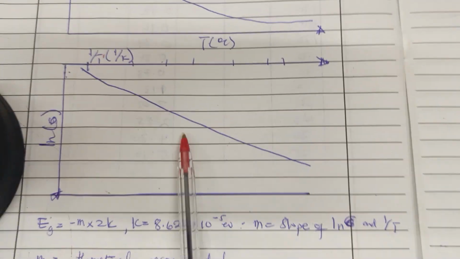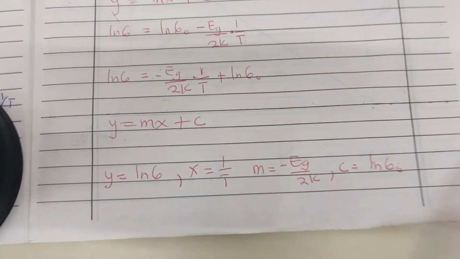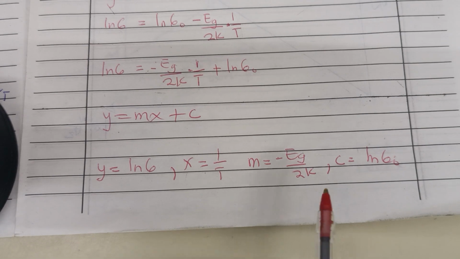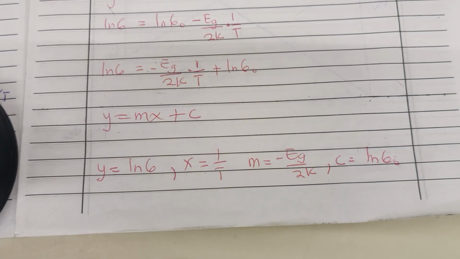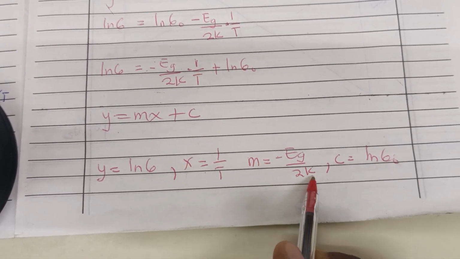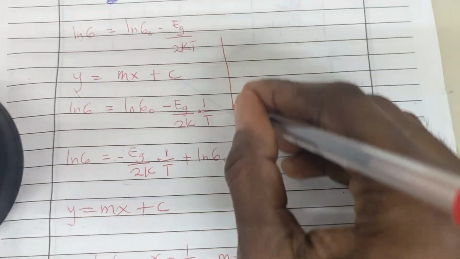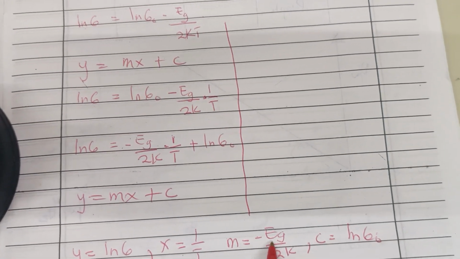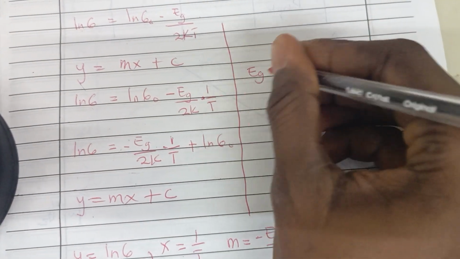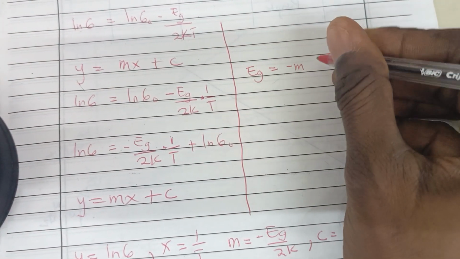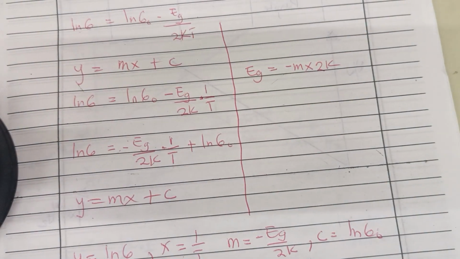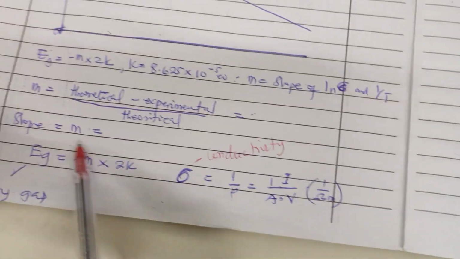Now, after finding your slope here, I have to come and equate the slope to negative Eg over 2k. We are interested in finding the band gap, and I said earlier on that the band gap is the same as the energy gap. Now to find the energy gap, we have to make Eg the subject, where we will get Eg equals minus m times 2k. So that's how we got this expression here.